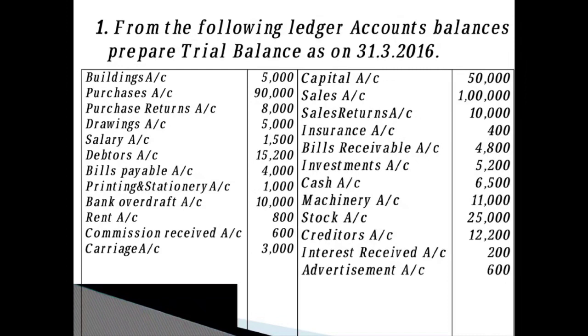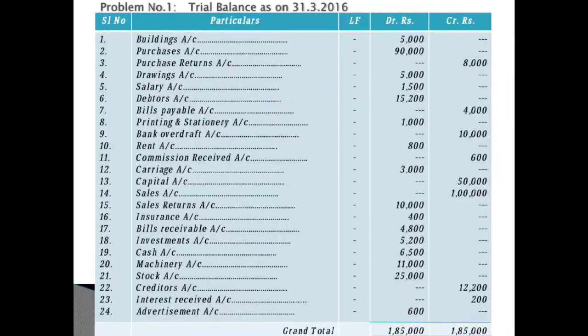The next one you have is insurance account, rupees 400. Insurance account means it is an expense for us. Expense, which side are we going to record it on? Debit balance. So see, the 16th one, insurance account rupees 400, which you have to write as a debit balance.